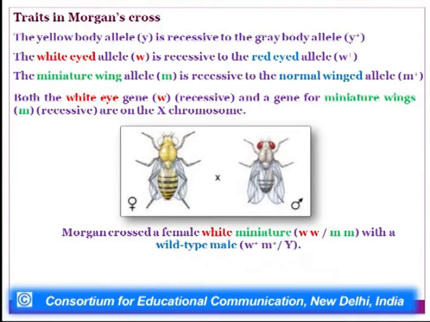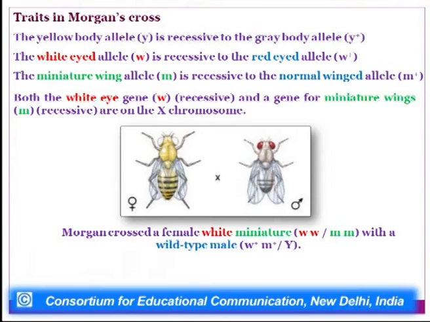For example, the traits Morgan took were the yellow body allele, which is recessive to the gray body allele, the white-eyed allele, which is recessive to the red-eyed allele, as we just saw, and the miniature wing allele, which is recessive to the normal wing allele. So wild type Drosophila will have normal wings, red eyes, and a gray body. However, they also identified certain mutated Drosophila which will have the miniature wing, the white-eyed allele, or the yellow body.